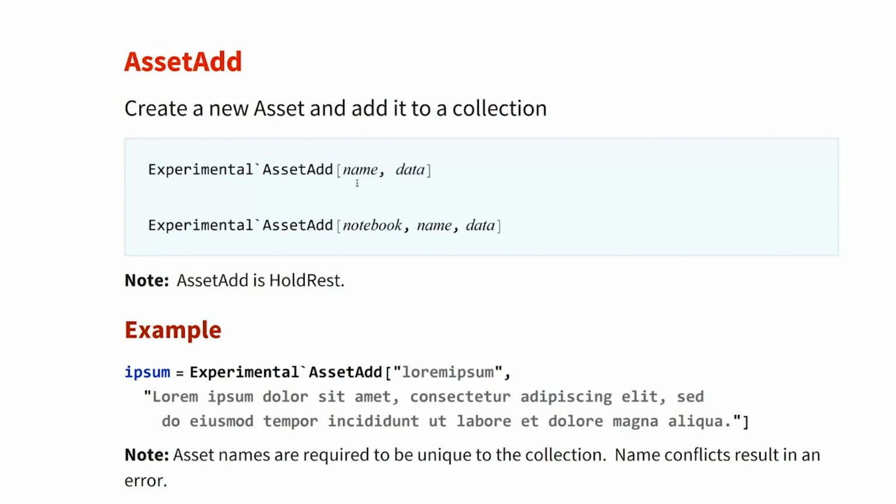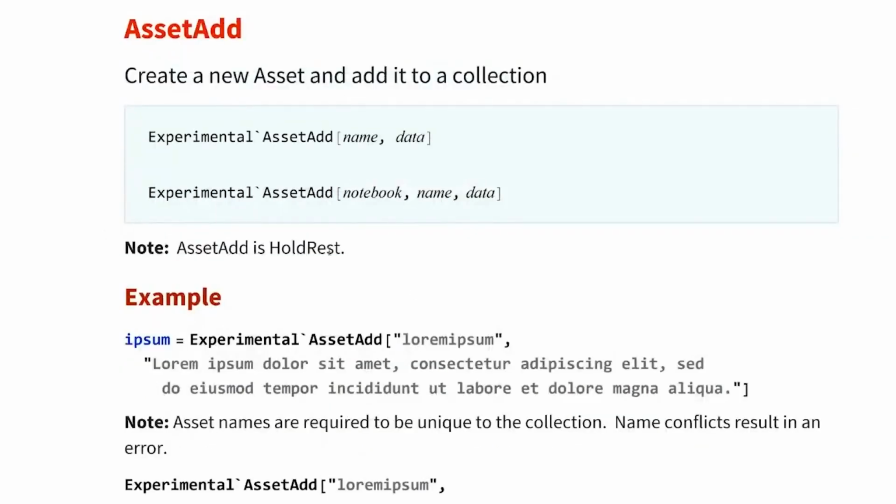So to start off with, the first thing you have to do is create an asset. We have asset add, which takes a name and then the data. Asset add is always going to target a notebook. It's just a question of whether or not you are actually specifying a notebook, or is it implied? The important bit here is that asset add is hold rest.